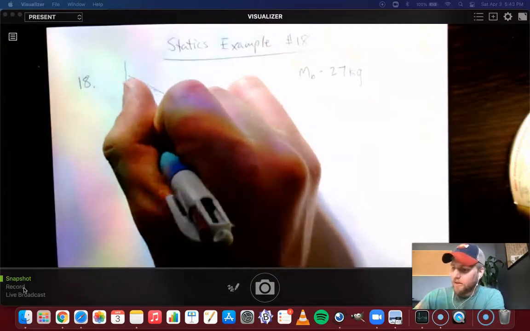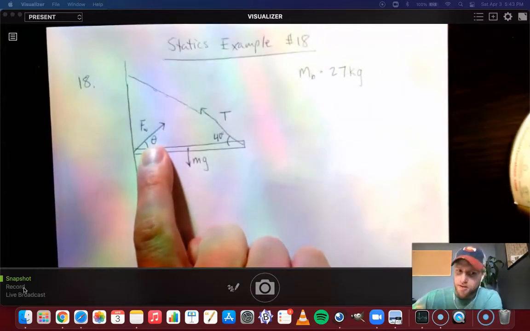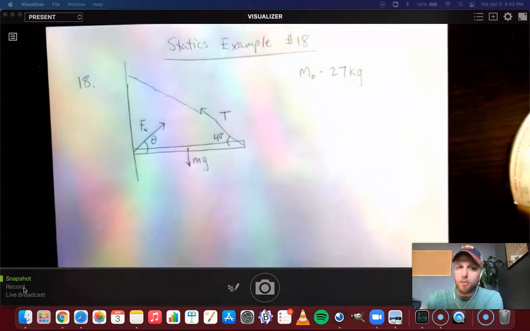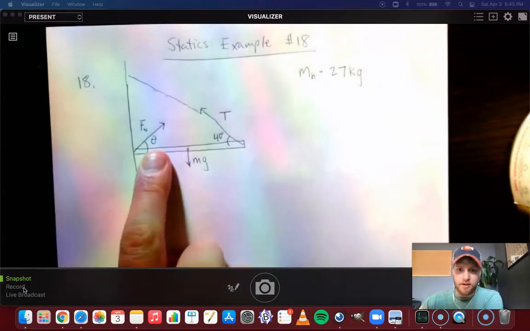We don't technically know that angle yet. You might be able to see from symmetry that it's very likely going to be 40 degrees, but it won't always work out like that. So let's be careful and just call it theta.